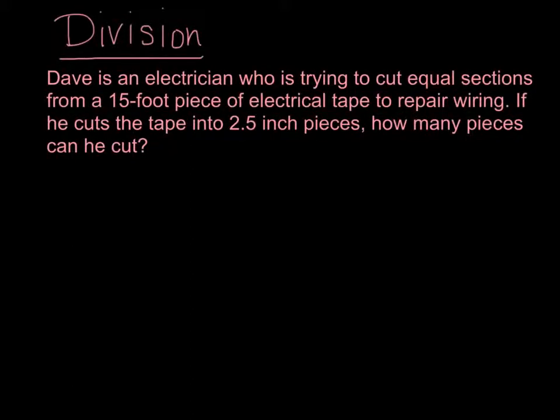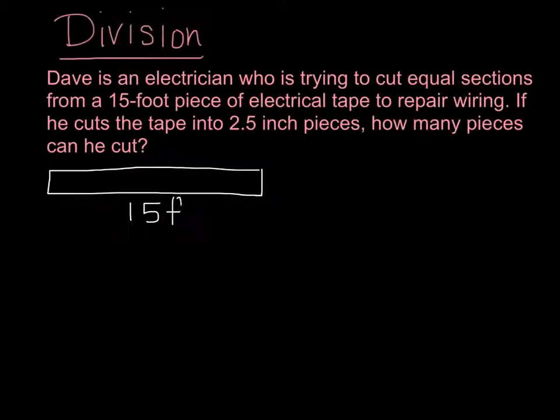So our first problem is Dave is an electrician who is trying to cut equal sections from a 15-foot piece of electrical tape to repair wiring. If he cuts the tape into 2.5-inch pieces, how many pieces can he cut? So he's starting, and this is where drawing a picture might help if you're not really sure of what to do. He's starting with this 15-foot piece of electrical tape. And he is making equal sections of 2.5 inches.